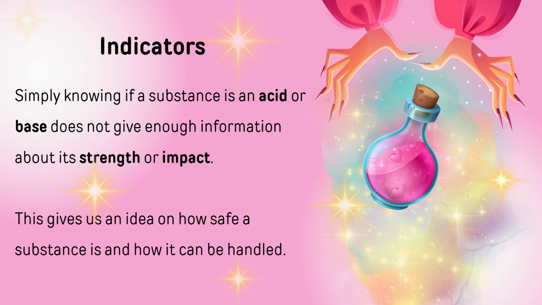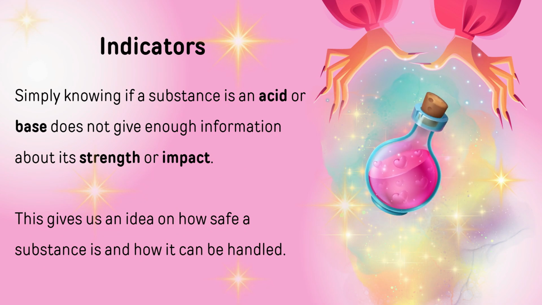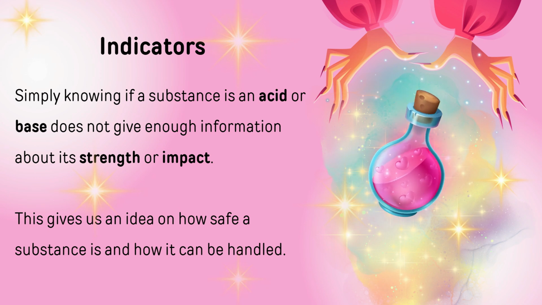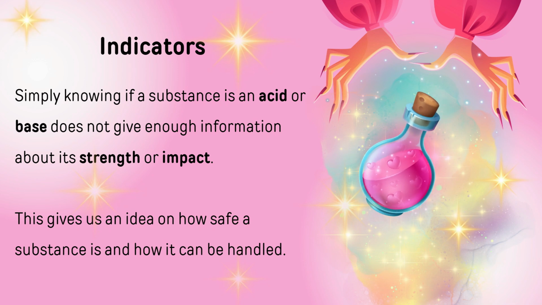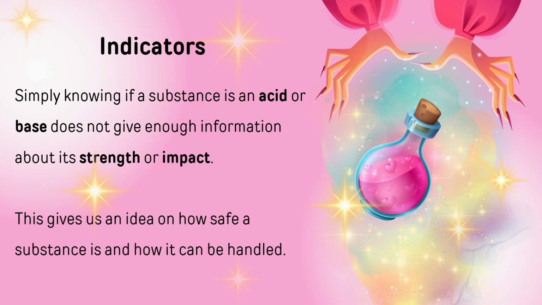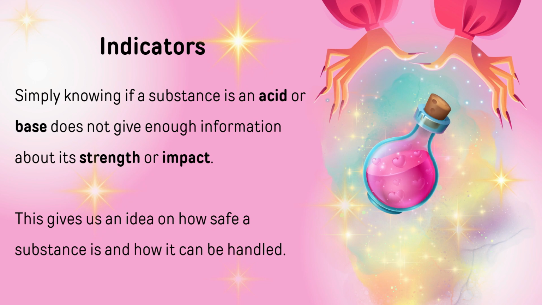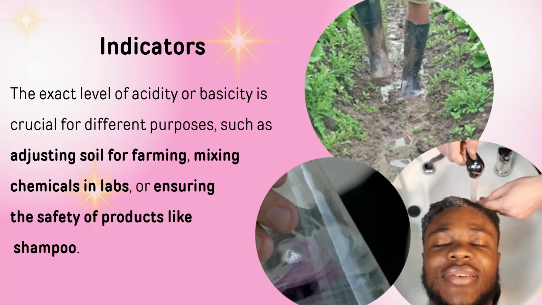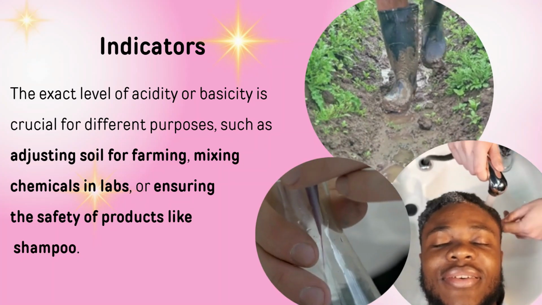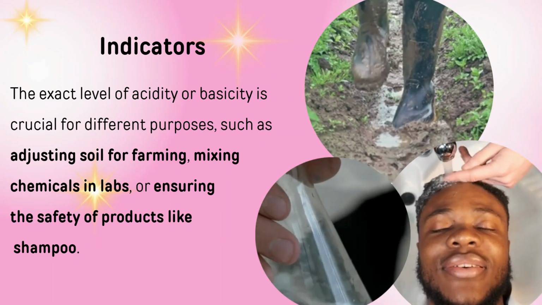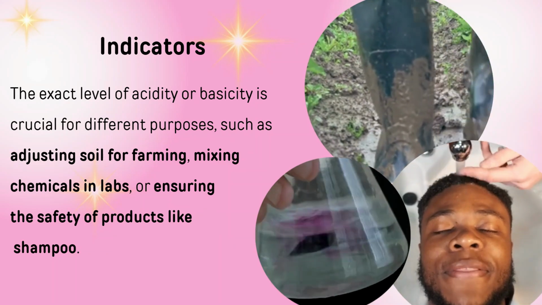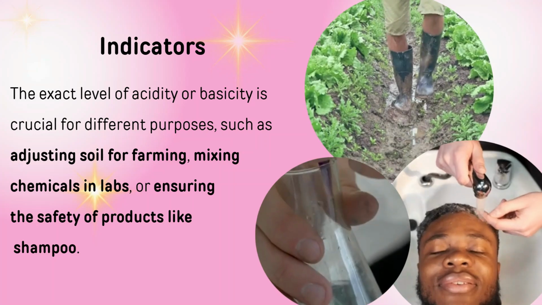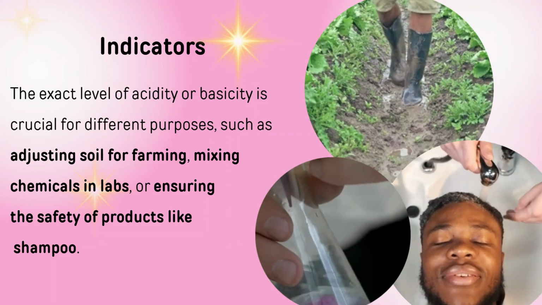However, simply knowing if a substance is an acid or base does not give enough information about its strength or impact. And from this, knowing its strength or impact gives us an idea of how safe a substance is and how it can be handled. The exact level of acidity or basicity is crucial for different purposes, such as adjusting soil for farming, mixing chemicals in labs, or ensuring the safety of products like shampoo.